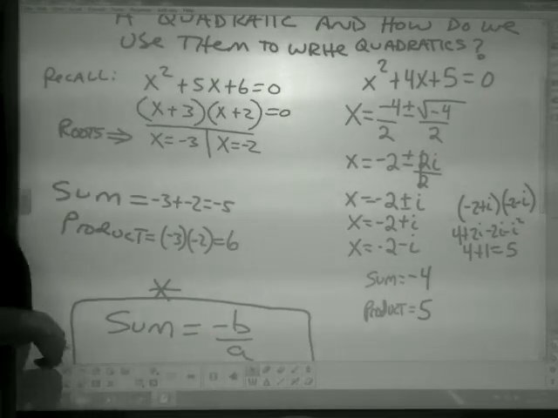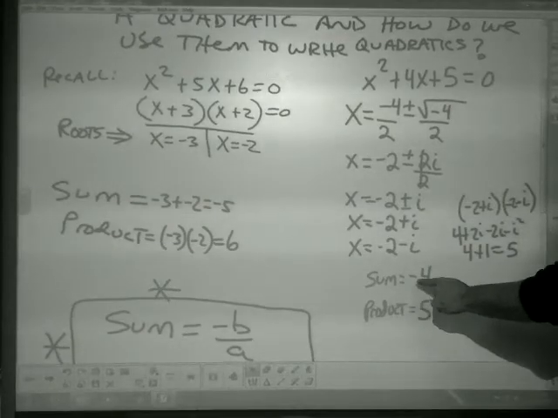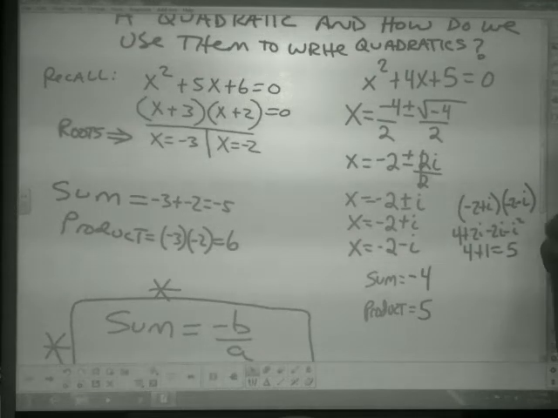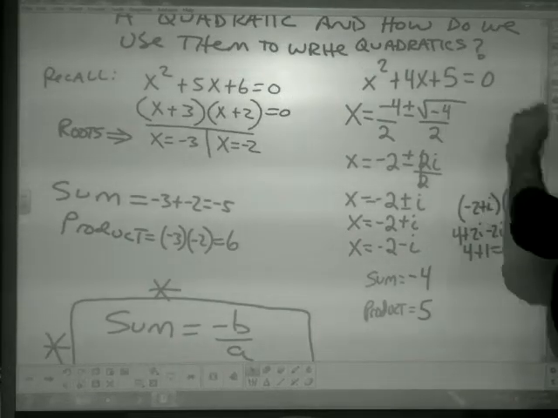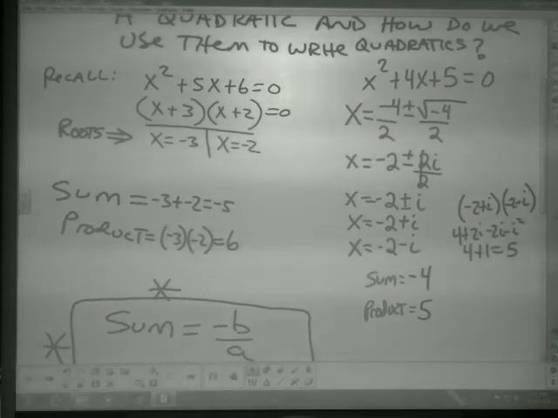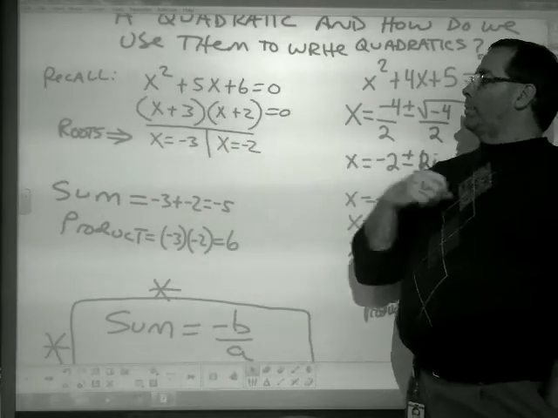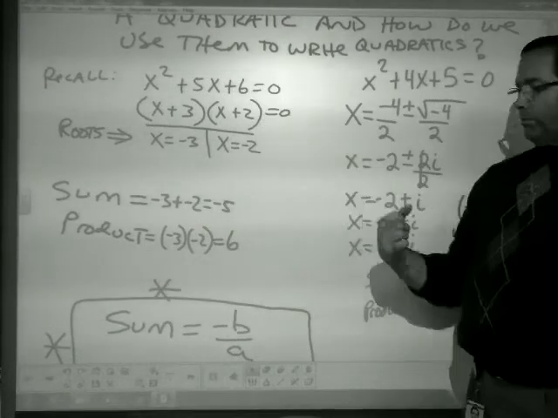Let's see if that's the same over here. The sum of the roots is -4. Seems to be this value, but opposite sign. The product is 5. Seems to be that value. And so that relationship holds true for any quadratic. This sum appears to be the b value, but opposite sign. The product appears to be the c value.